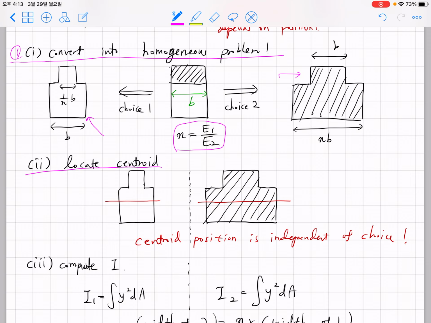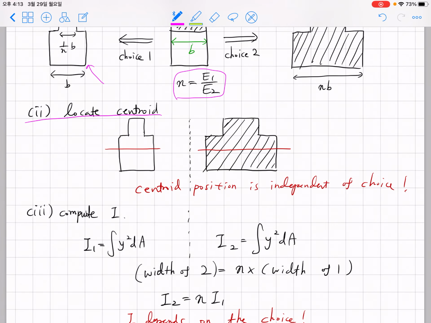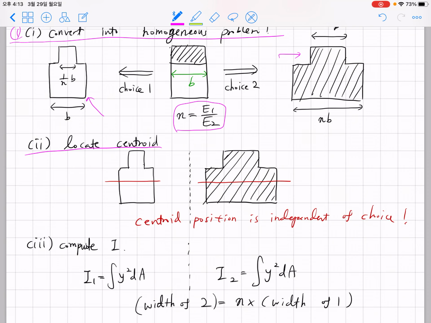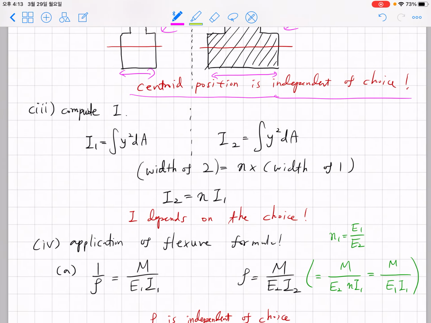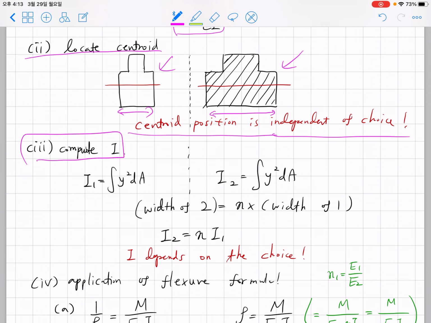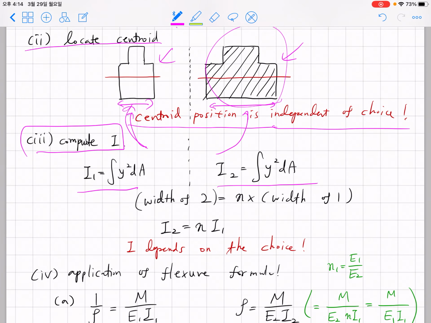Then the second thing, after converting this into a homogeneous problem, is to locate the centroid. When obtaining the centroid location, whether you have the first choice or the second choice, the centroid position in the y direction is of course independent of choice, because you only change the dimension in the width direction. Along the vertical direction you have the same distribution of area, so the centroid position is the same. Then after obtaining the centroid position, you can compute I. When computing I, you're going to have different values, I1 and I2, because you have much larger width in the second choice compared to the first choice, so you're going to have a much larger I for the second choice in this case.